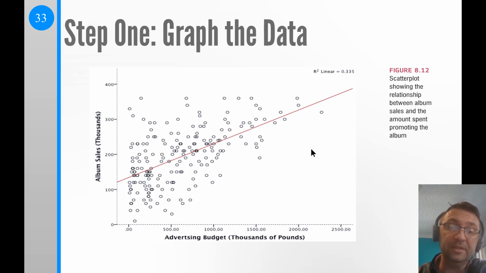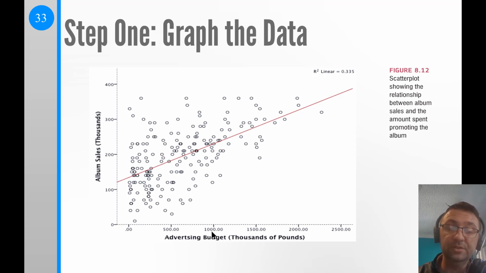We can see here a graph produced by SPSS, and notice it's already put in the regression line, this line here, and it's also calculated the R squared already. So that says that 33% of the difference in album sales is explained by the advertising budget.